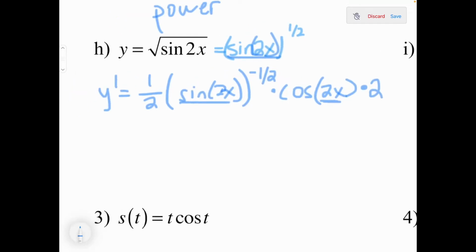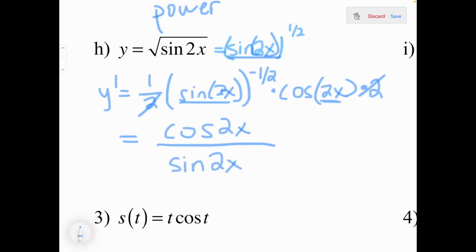So to clean this up, this 2 and this 2 cancel each other out. We get cosine 2x on top. We get sine 2x to the 1/2 power on bottom. We can rewrite that as the square root.